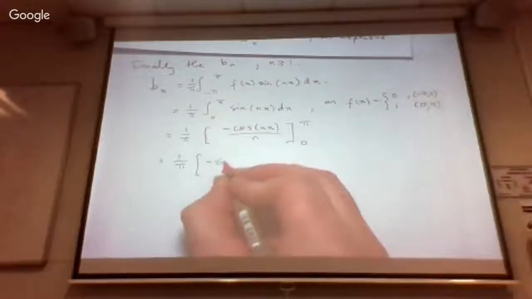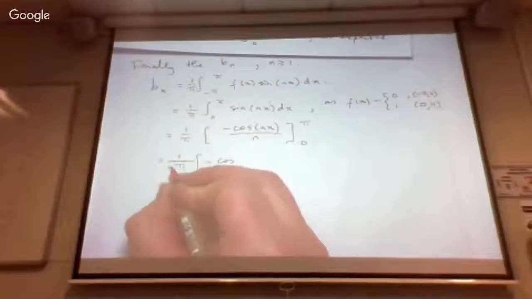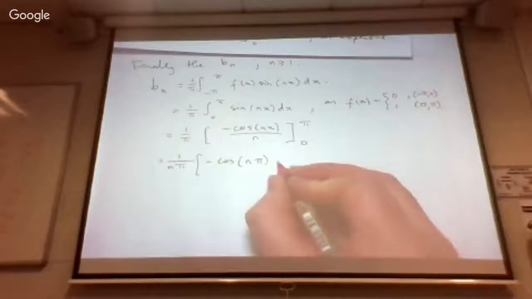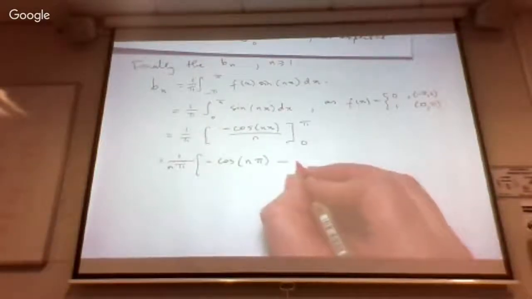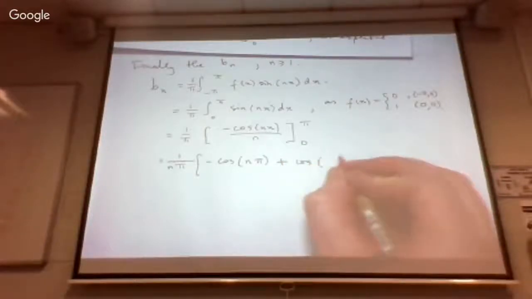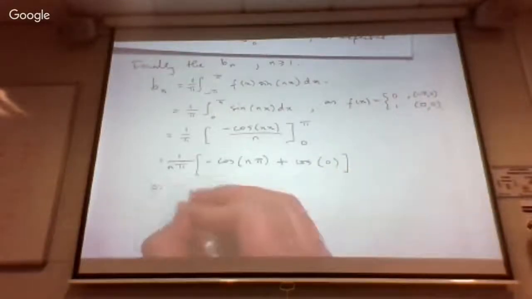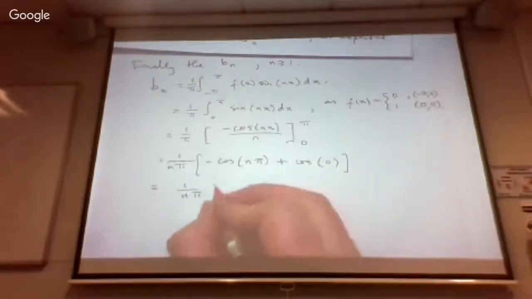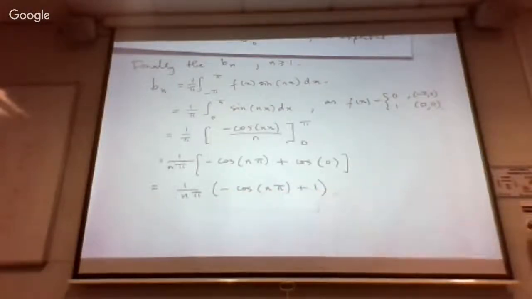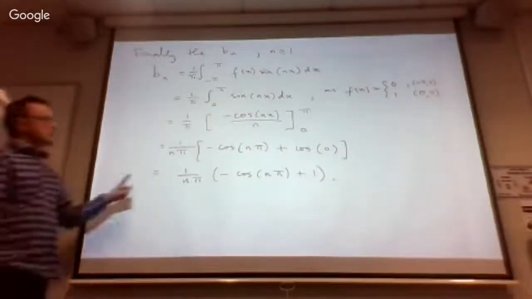Well, it comes out as, this n I can slip out here, so it's 1 over n pi, minus the cosine of n pi, whatever that is, minus, so it's plus the cosine of 0, n times 0, which is just 0. Well, that is at least anyway minus the cosine of n pi, whatever that is, plus 1. Cosine of 0 is 1. Now, what is the cosine of n pi?